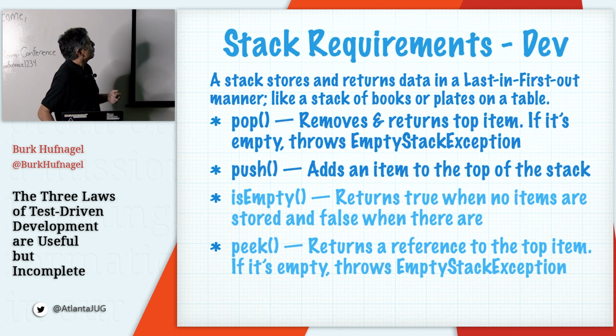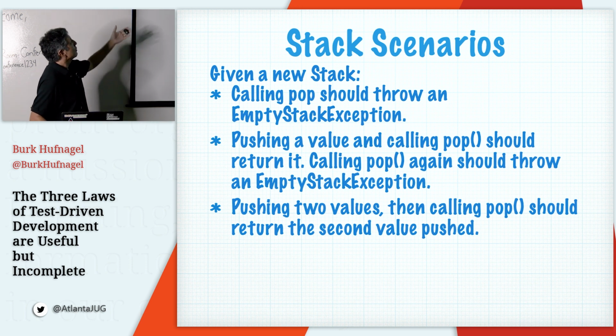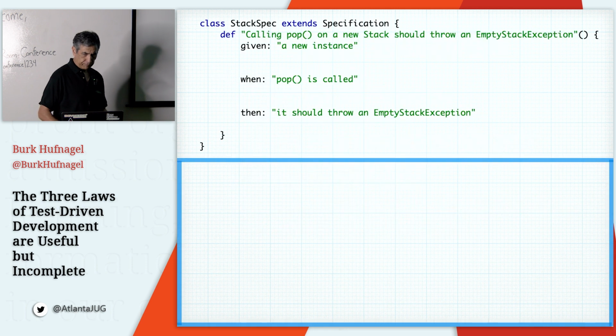So there's where we're handing back to the business guys saying this is what we want to do. We're going to do pop first, then we're going to do push, and later we can add the other functions if you want them. They say okay, so here's our first scenario. And as you can see, this is just a description. Given a new stack, calling pop should throw an empty stack exception, pushing a value. And we'll go ahead and do these, starting with the first one.